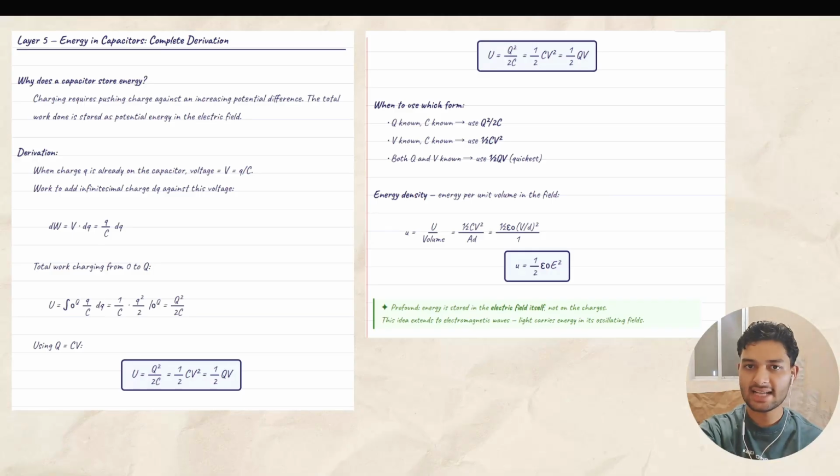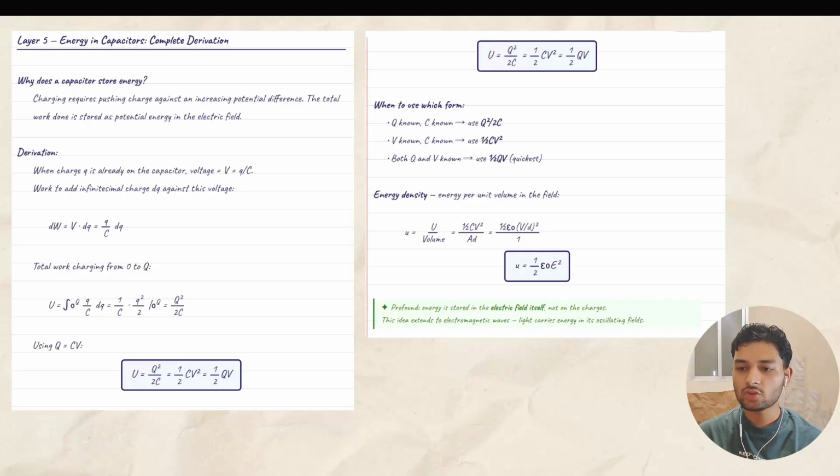The theory part has been completed. This is specifically added for you to be able to solve different types of numericals and understand what type of formula we have to use. So when V is known and C is known, we will use half CV square. When both Q and V are known, we will use half QV. Energy density, energy per unit volume in the field, is defined as u equals U by volume, meaning energy by volume.